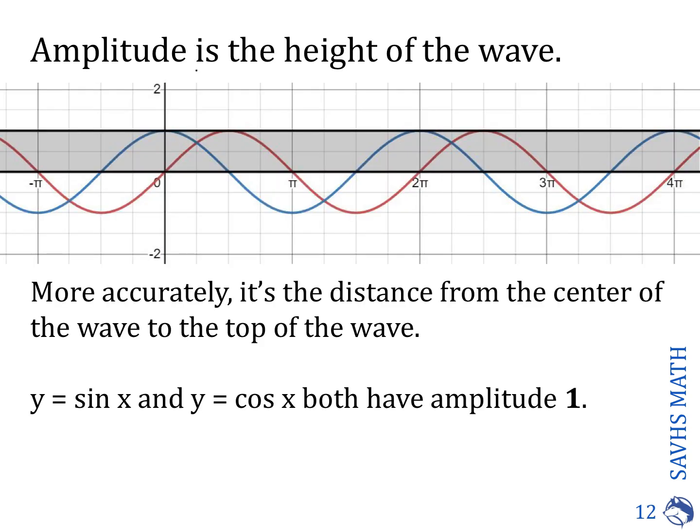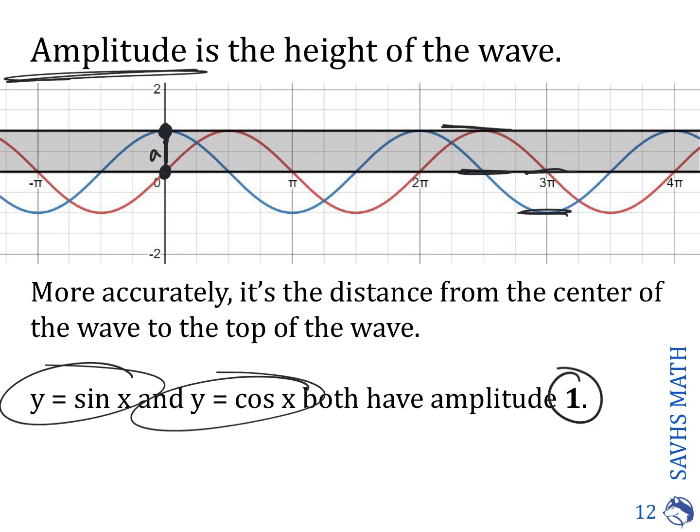The word amplitude is specific. It is about the distance from the center of the curve to the top of the curve. This distance is what we call A for amplitude. Technically, it is from the center of the graph to the top of the graph, but it's the same distance as the center of the graph to the bottom of the graph. For both cosine and sine, the amplitude is generally 1. So y equals sine x and y equals cosine x both have amplitude 1.